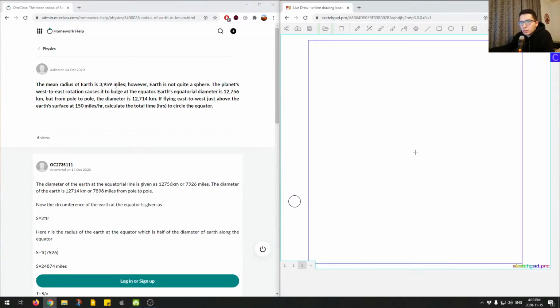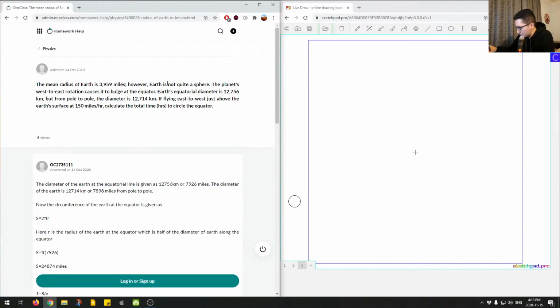Okay, so in this question we can see there's a very large paragraph, so we'll just read it all. The mean radius of the Earth is 3,959 miles. However, Earth is not quite a sphere. So right away we know we're given this number, so we should keep that in the back of our heads. We want to use that to do a calculation later. The planet's west to east rotation, so it's telling us it's not a sphere. The west to east rotation causes it to bulge at the equator.